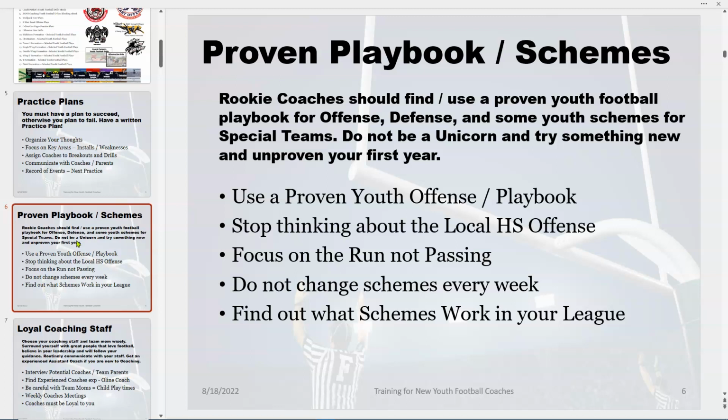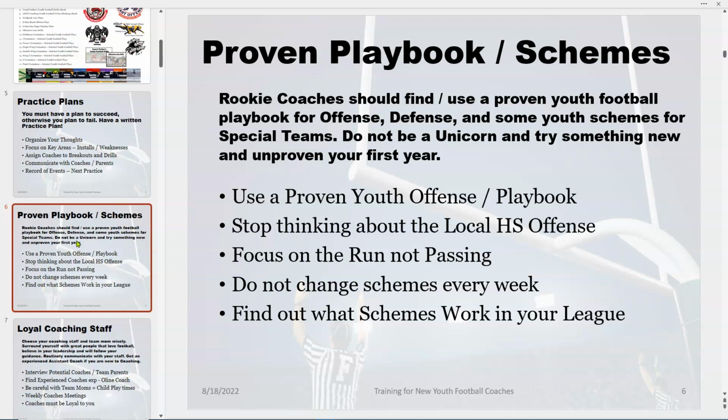Your first season, you don't really want to be a unicorn and try something that's new and unproven your first year. That may be a little bit difficult, and you kind of want to play the averages that work for you. So make sure to try to find a proven youth football playbook. I've got tons, other people have tons. There's tons of free stuff out there, on my website and others. So there's no reason you shouldn't find something that's proven.